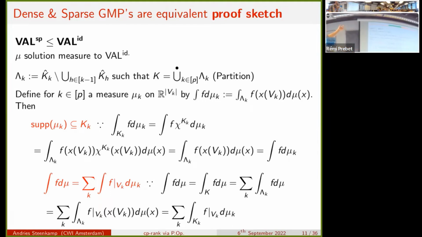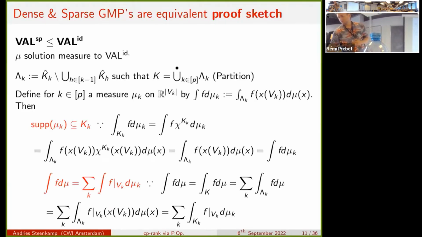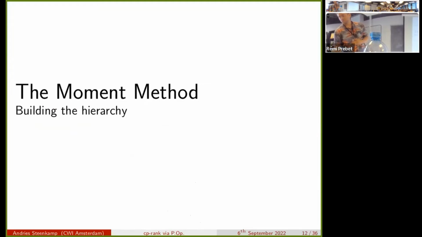So that proves the one inequality. The other side is even easier. For showing ID is less than or equal to SP, you start with your measures mu 1 to mu p, and you just sum them together, and then account for supports where appropriate. That's how you get your measure solution for the ID GMP. That concludes the GMP part. So, any questions about GMPs before I go on to the moment method in a nutshell?